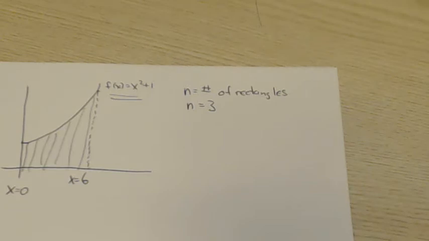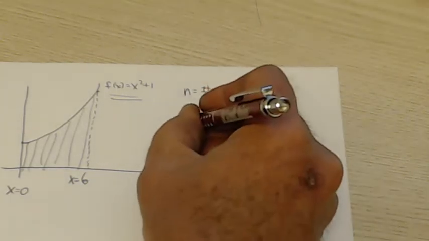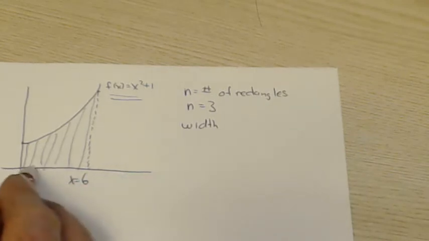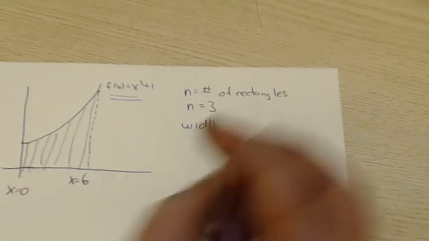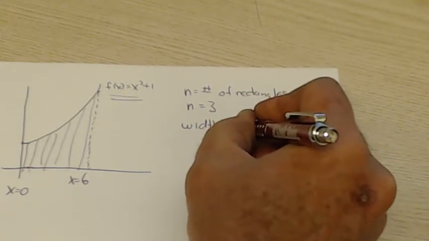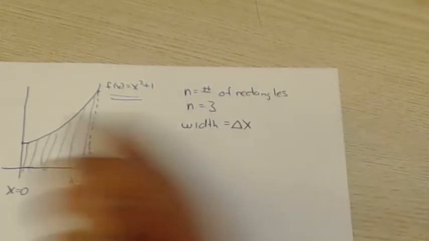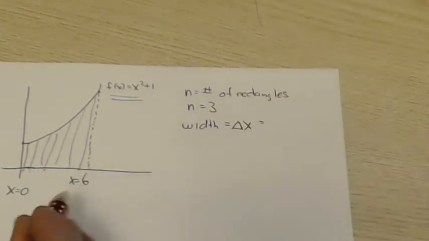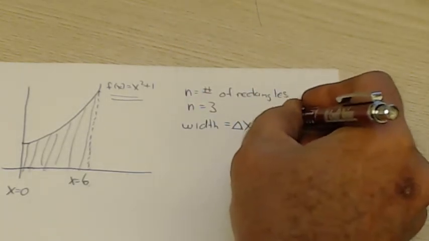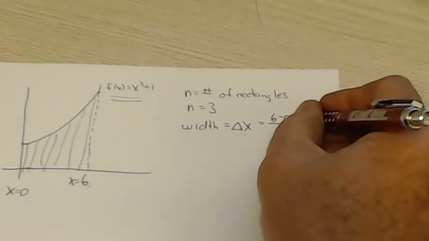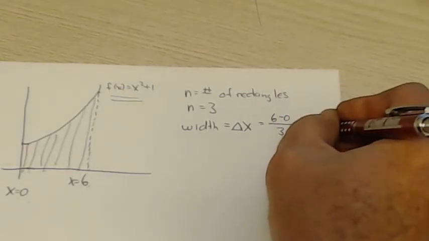And if we want them to all have the same width, and because the width is along the x-axis, it's typically called delta x, for change in x, or some amount of x. If they're going to be the same in their width, well, we take the 6 minus the 0, because that's the total, and divide it by the number of equal parts we want. Each rectangle should have a width of 2.